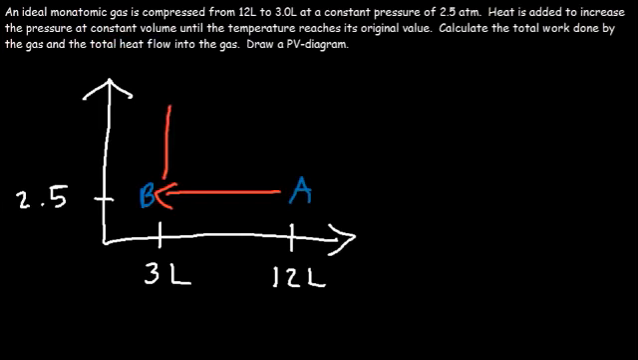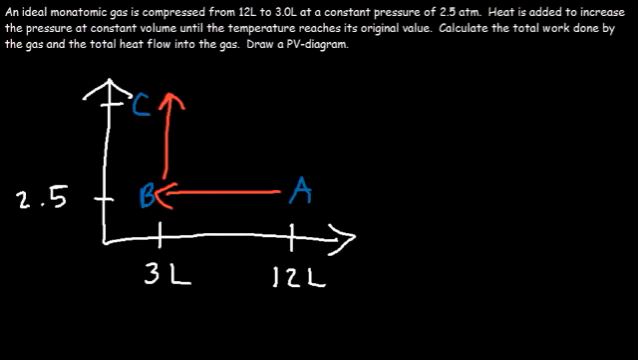So we need to go up in the PV diagram. And then the temperature will reach its original value. Calculate the total work done by the gas and the total heat flow into the gas. Let's call this position C. So what can we do in this problem? How can we figure out the answer?